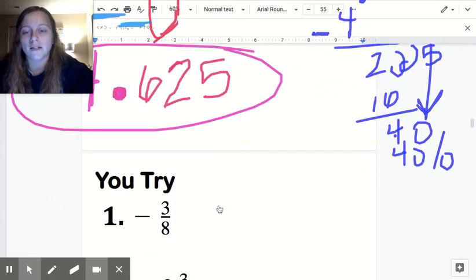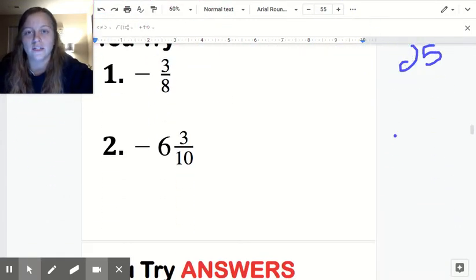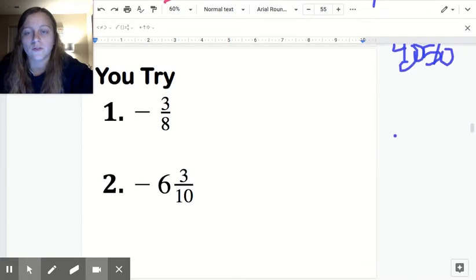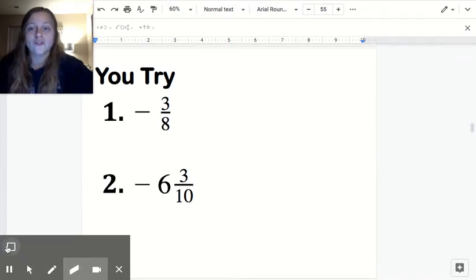Okay, so you are going to try both of these questions in your notebook. So change both fractions to a decimal. Go ahead and try it now. Press pause on the video.